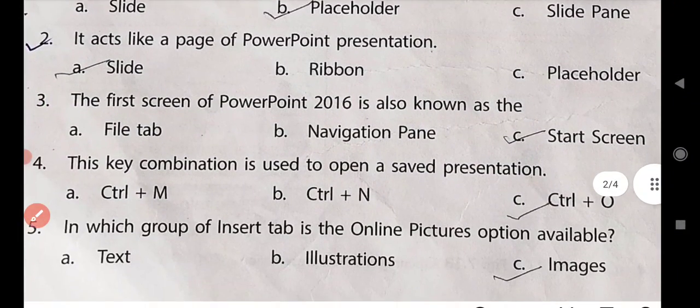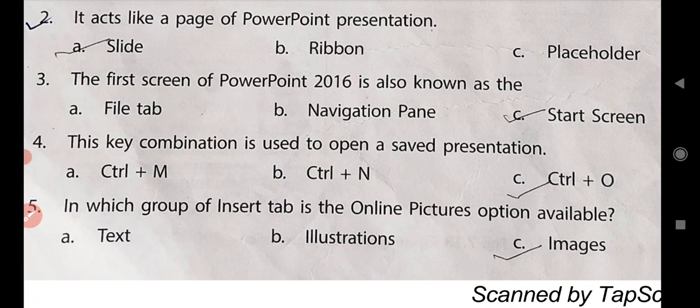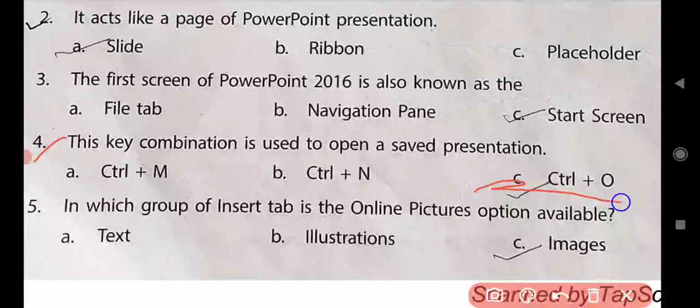In question number 4, this key combination is used to open a saved presentation. The options are CTRL plus M, CTRL plus N and CTRL plus O. The correct answer is C. Control plus O is the key combination used to open a saved presentation.